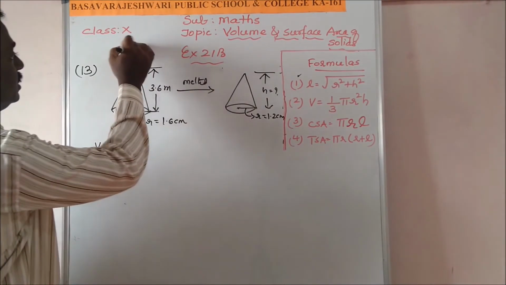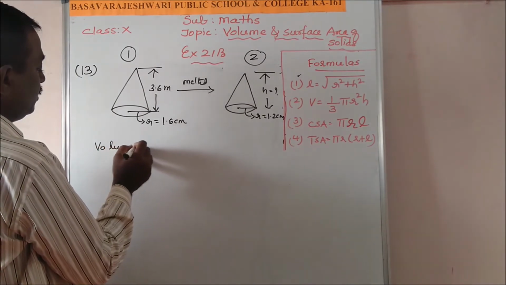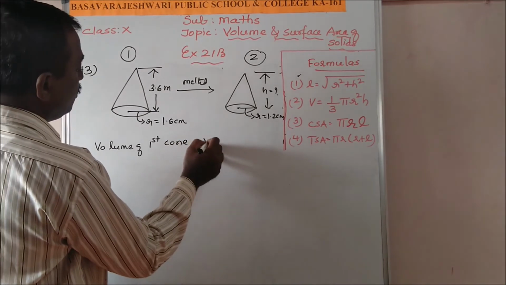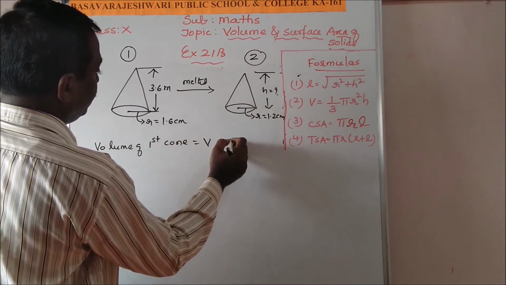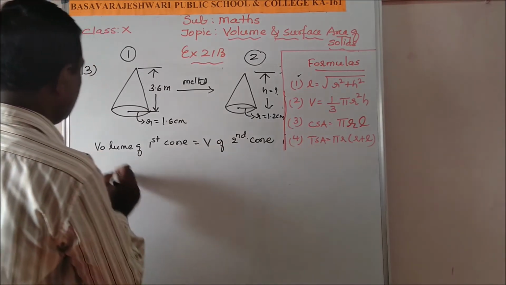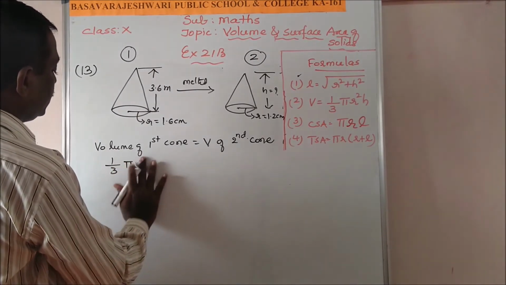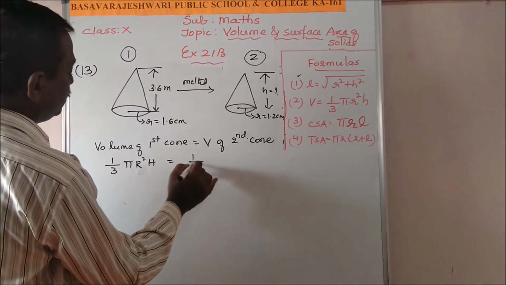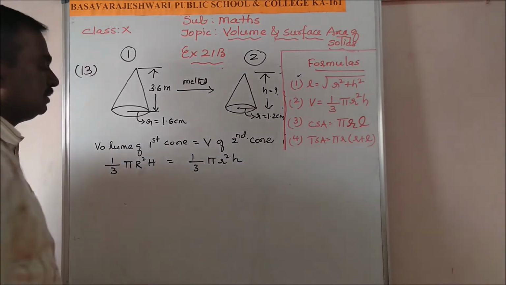This is the first cone, this is the second cone. Volume of first cone is equal to volume of second cone. 1 by 3 pi R square H, use capital, is equal to 1 by 3 pi r square h, small.